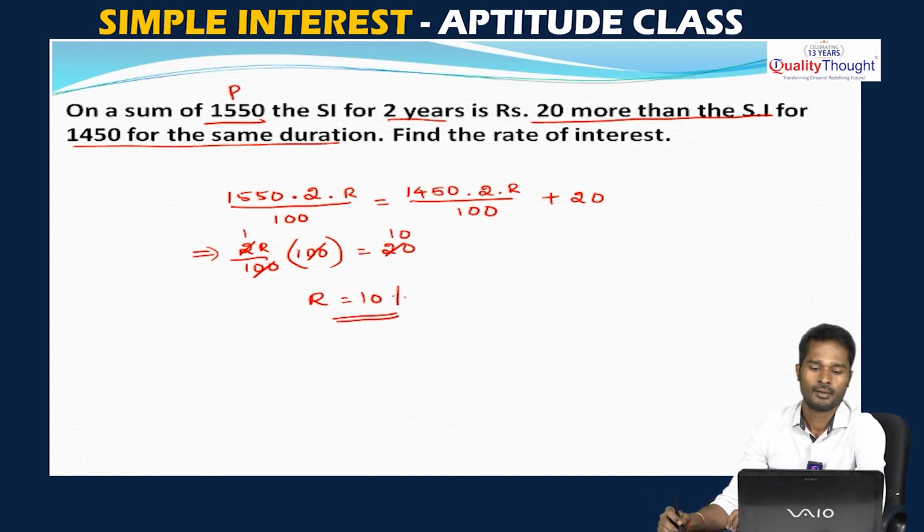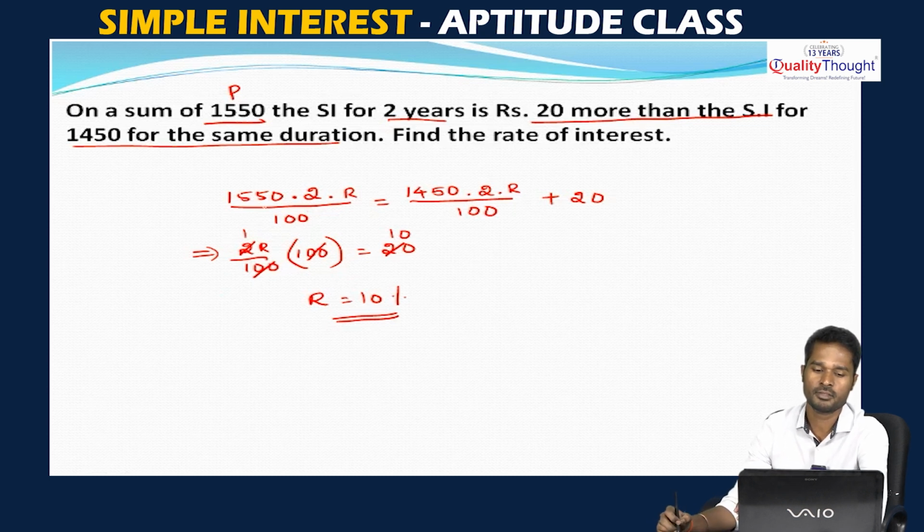Find the rate of interest. He did not say anything in particular about the rate of interest, that means at the same rate of interest on 1550 there was 20 rupees more simple interest than on 1450 rupees. So, this is how we will calculate. So, there will be a rate of interest of 10 percent calculated.